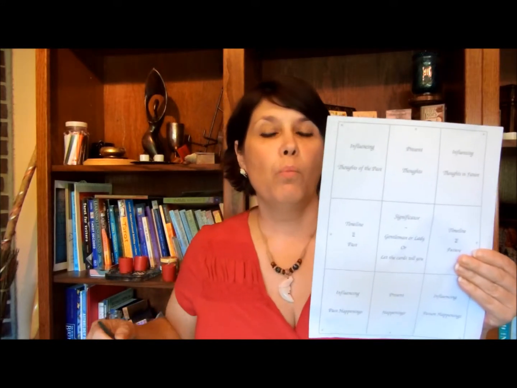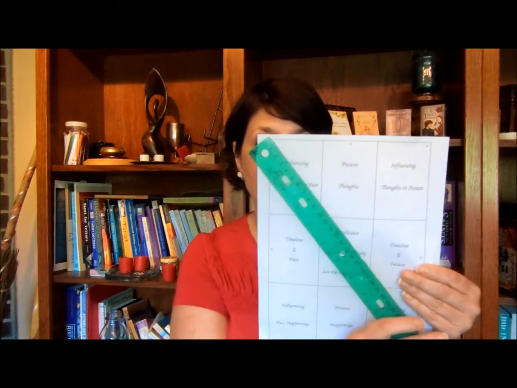Now, there are also diagonal readings. In the center you have your significator card. If you really want to, you can draw the significator card beforehand. I don't like to. I like to see what comes up, even if I have a question prepared. But if you really want to put the lady or the gentleman there, or a card that signifies the circumstance at hand, please, by all means, do so.